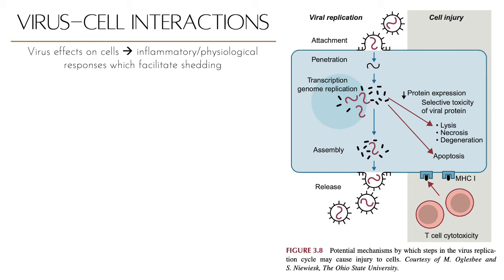The virus-cell interaction has multiple effects on a cell, but primarily it causes inflammatory or physiological responses which facilitate shedding. For example, sneezing and coughing. That actually helps in shedding the virus in record amounts into the environment for it to find another susceptible host. Number two, another physiological response because of this virus-cell interaction: diarrhea. Diarrhea enhances the environmental contamination with the progeny virus.